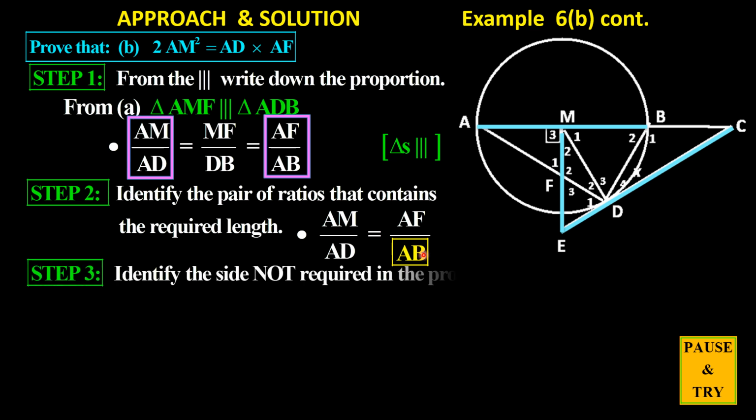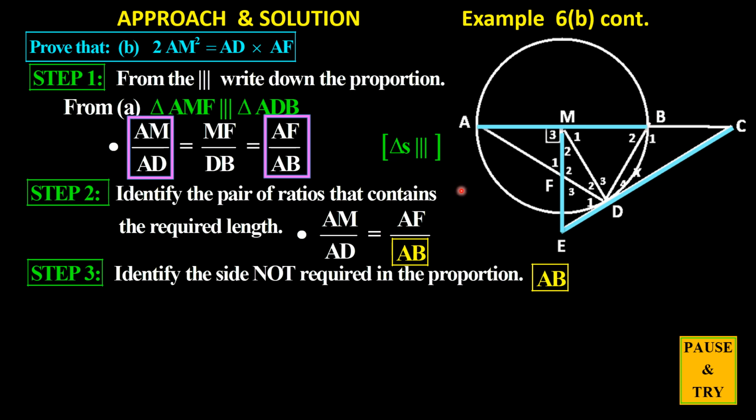So AB needs to be replaced. Now we look at our diagram and see with what we can replace it. Let's see, there's AB, and what do we know about AB? AB is a diameter. And what do you know about the diameter? The diameter is double the radius, right? So it can be double what? It can be double AM, or it can be double MB.